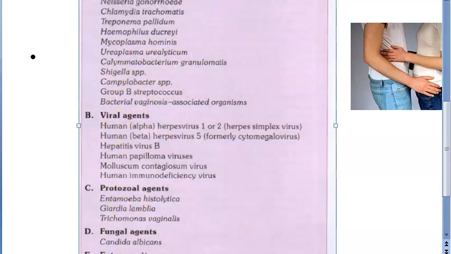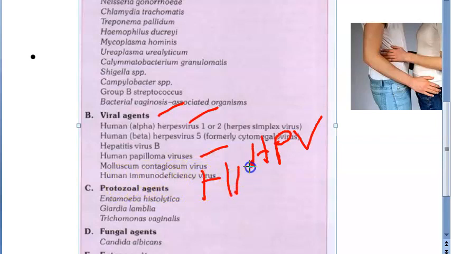Coming to viral agents, can you think of some? Herpes, human papillomavirus, very good. This can cause cervical cancer, oral cancer also. Molluscum contagiosum is also transmitted sexually. Then you have obviously the human immunodeficiency virus, which causes AIDS.